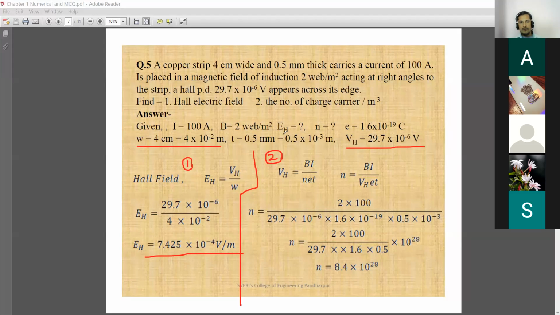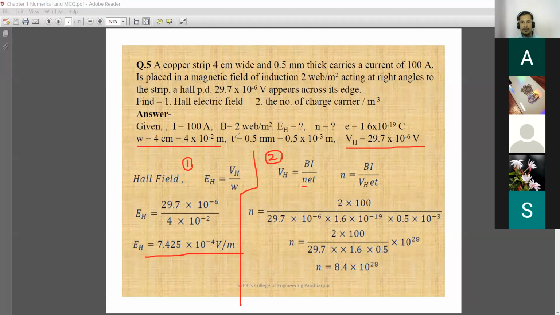Next what we have to calculate is the number of charge carriers. The number of charge carriers means the concentration of holes or concentration of electrons. It is in the equation VH is equal to BI upon NET. So what do we have to find? We have to find N. So we shift N to the LHS and VH comes here, and the equation becomes N is equal to BI upon VH ET. Now all the values are with us.